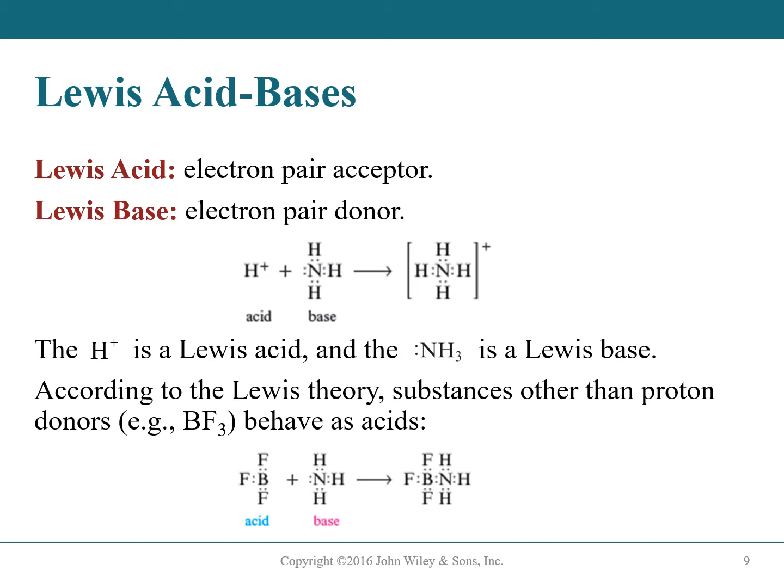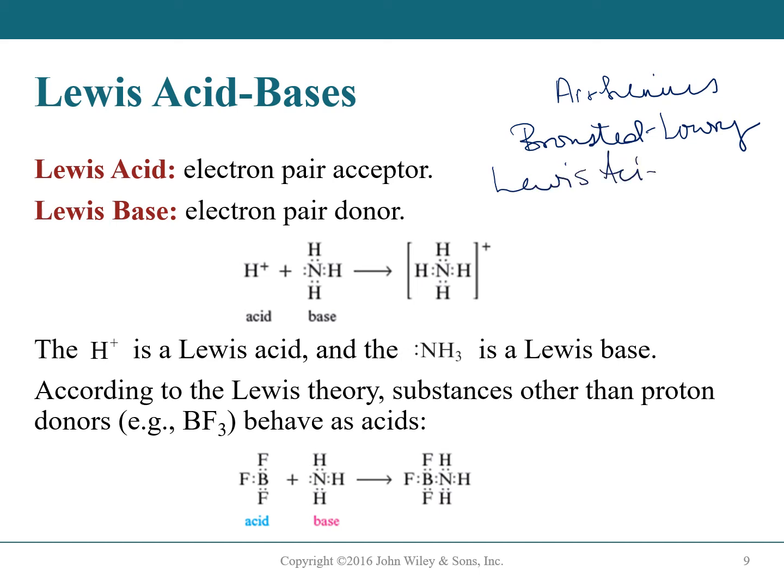All right, let's talk about the last set of definitions. So Arrhenius was the tightest. It was just H+ and hydroxide ion. Then we get to Bronsted-Lowry, which is a little broader. It's whatever accepts a proton is my base, whatever donates a proton is my acid. Now with the Lewis acid and bases, okay, this is the broadest, most general definition.